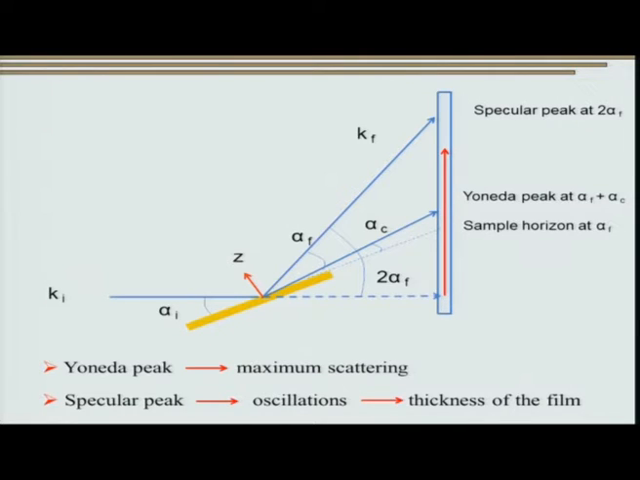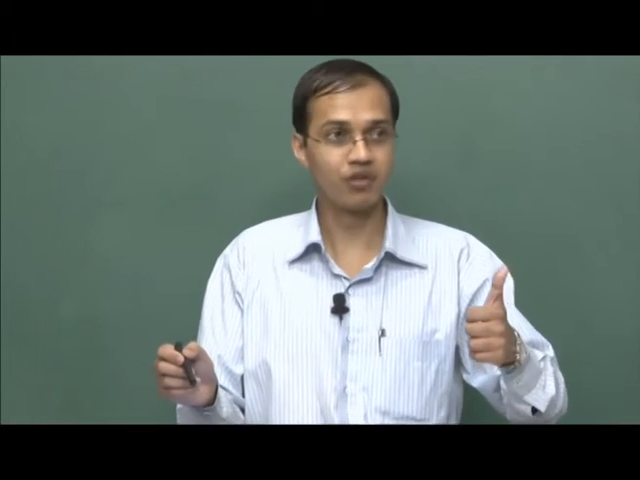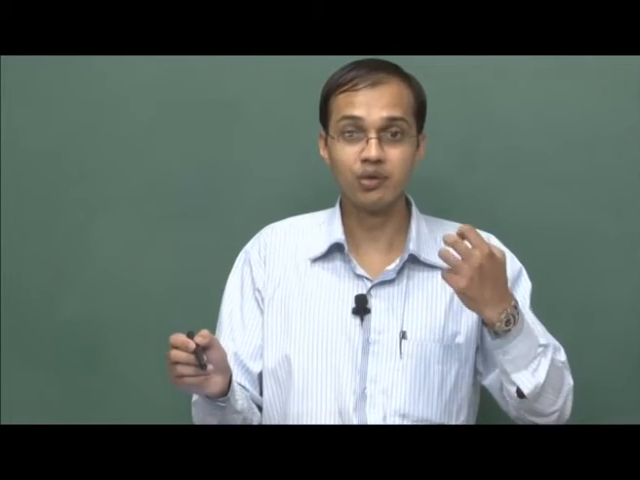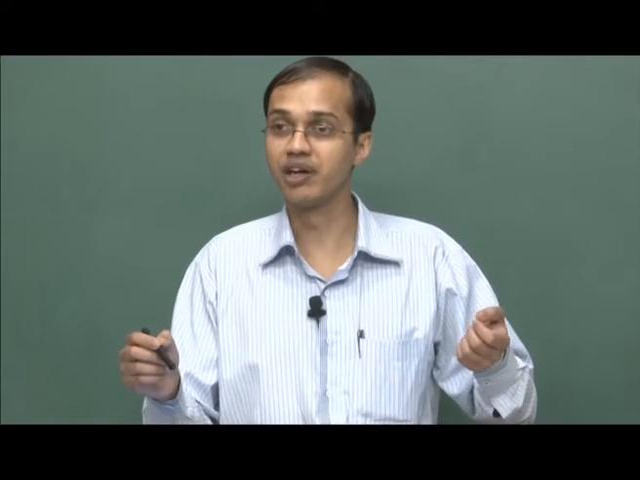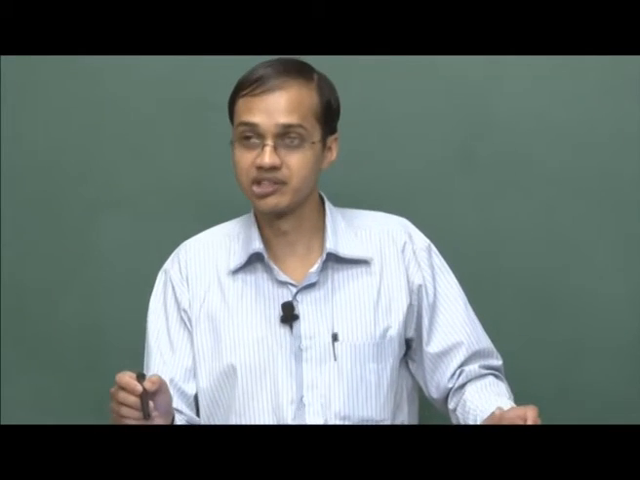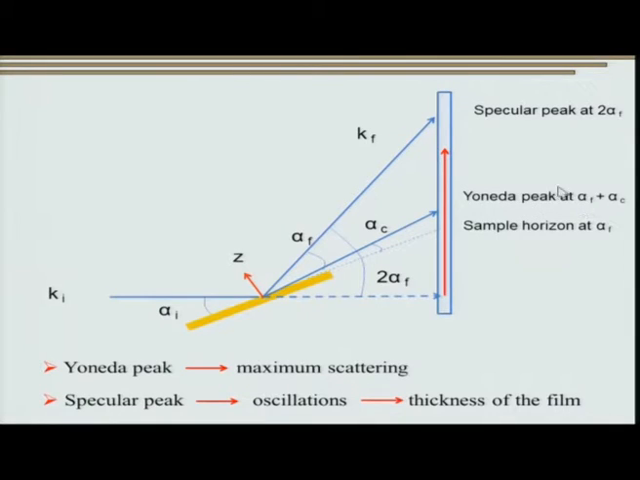So, you get what is known as the specular peak. Now, this specular peak gives you the information which is normal to the surface of the substrate, or film. Therefore, it can give you information, and specular, as the name suggests, can give you information about something like the thickness of the film, and this is classically known as X-ray reflectivity. While the second peak that you get is what is known as the Yoneda peak, which gives you the maximum scattering in the z direction.